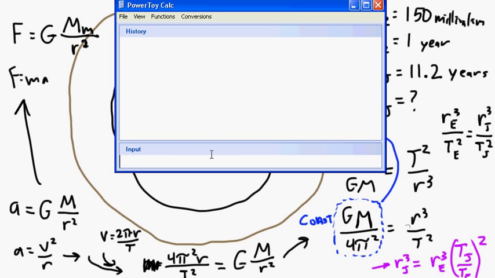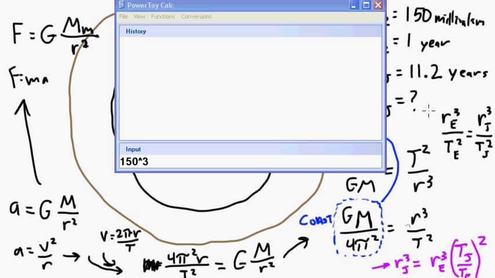Let's see. So Earth's orbit is 150. I'm just going to use units of 1,000,000 kilometers, so I don't even have to worry about typing in million or converting to meters, because this equation here is just ratios, right? So as long as you have the same units everywhere, it doesn't matter what they are. I could use, what's the old joke, furlongs and fortnights, and it would still work.